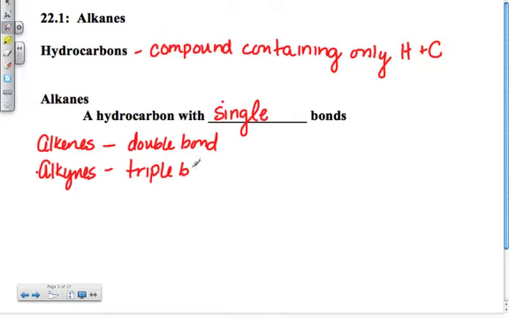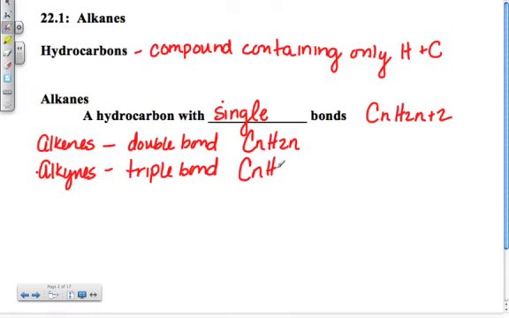If you recall from Regents Chem, alkanes have the general formula CnH2n plus 2, and alkenes have the general formula CnH2n, and alkynes have the general formula CnH2n minus 2, where n is equal to the number of carbons.